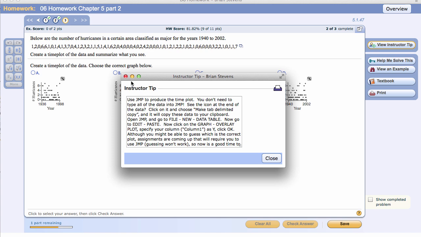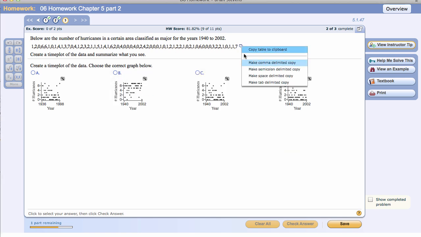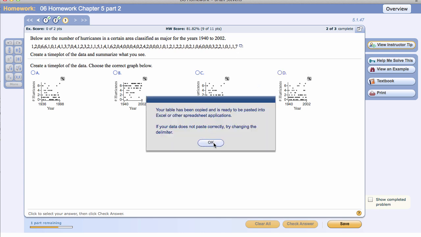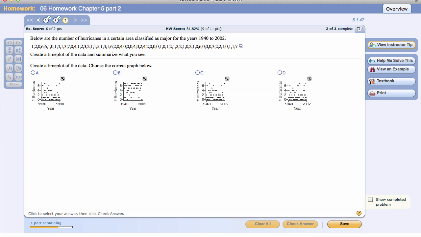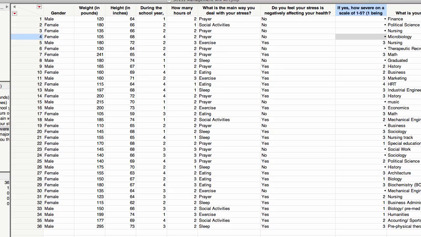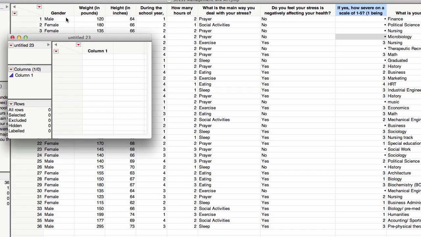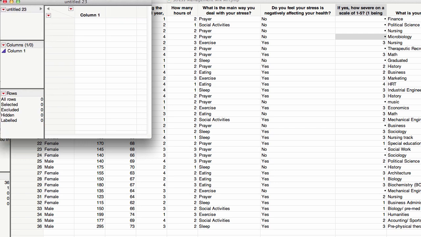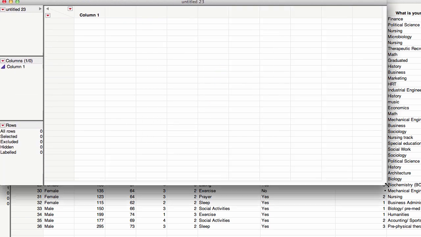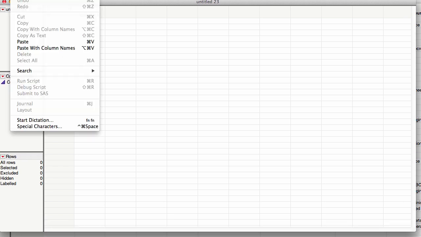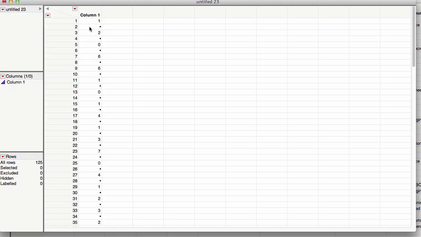Going here to the next question, we have a time plot, and we will use JMP for this. So let's go ahead and take the data and make a tab delimited copy. We'll go over to JMP, open up a new data table, and in this instance you just want to edit, paste. I don't believe there's any column name. On Macs you will see this happen. I don't know why, but it analyzes just fine.